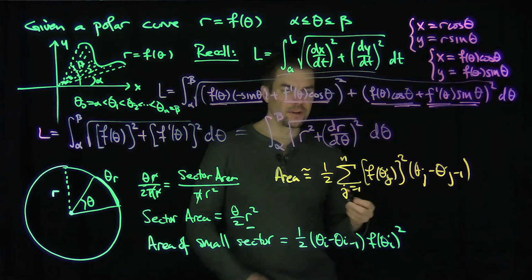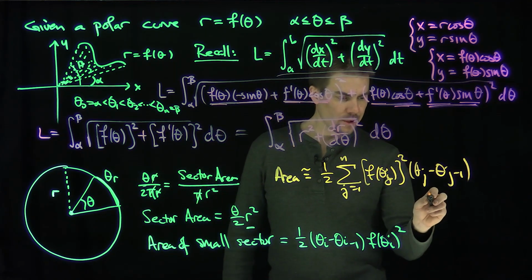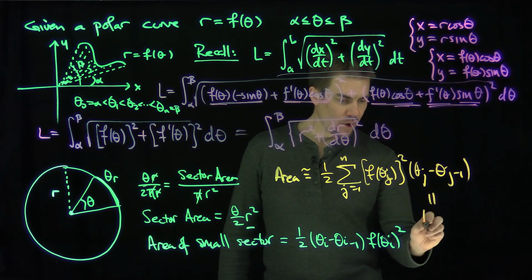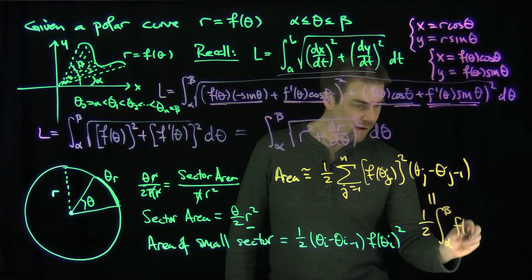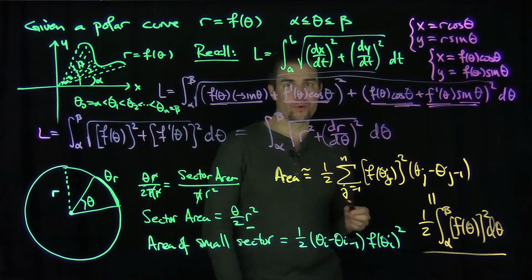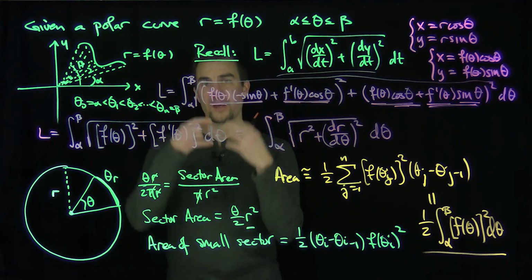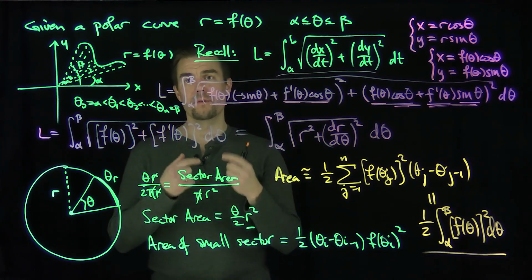And as n goes to infinity, as the partition size gets infinitely small, right, this will turn into what? This is going to turn into the 1/2, the integral from alpha to beta of f of theta squared d theta. So this is how you compute the area between the polar axis and the polar curve, and this is how you compute the arc length of that section of the polar curve.